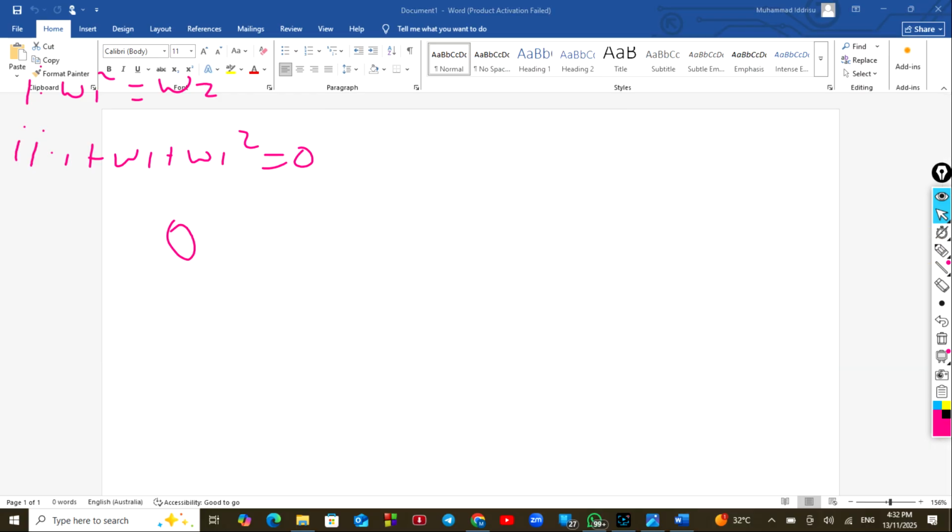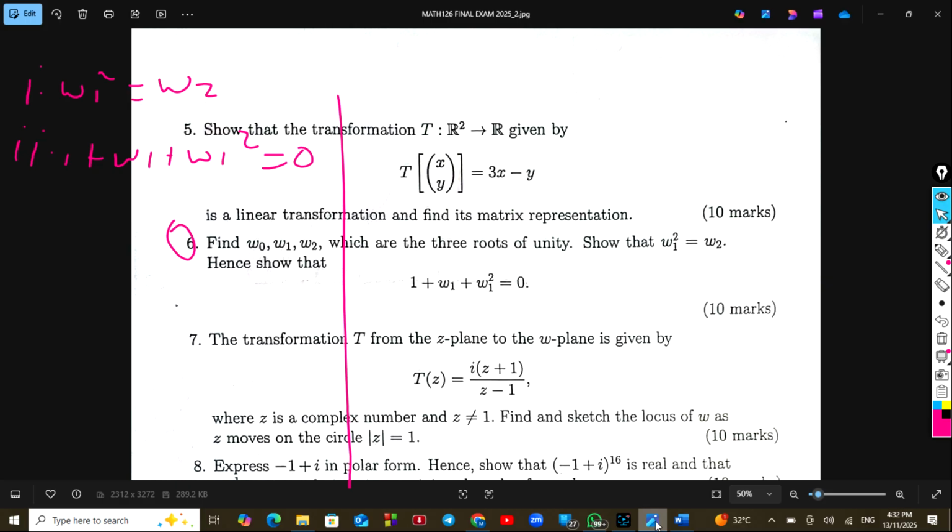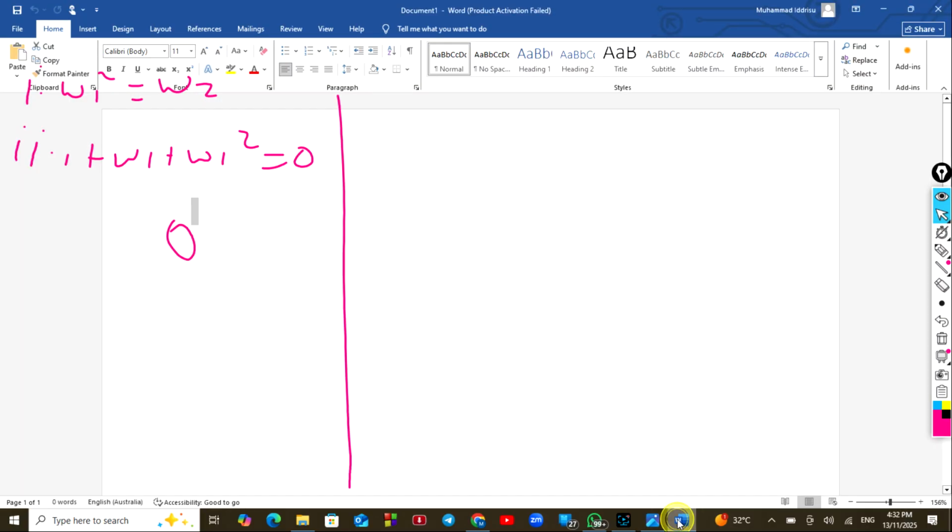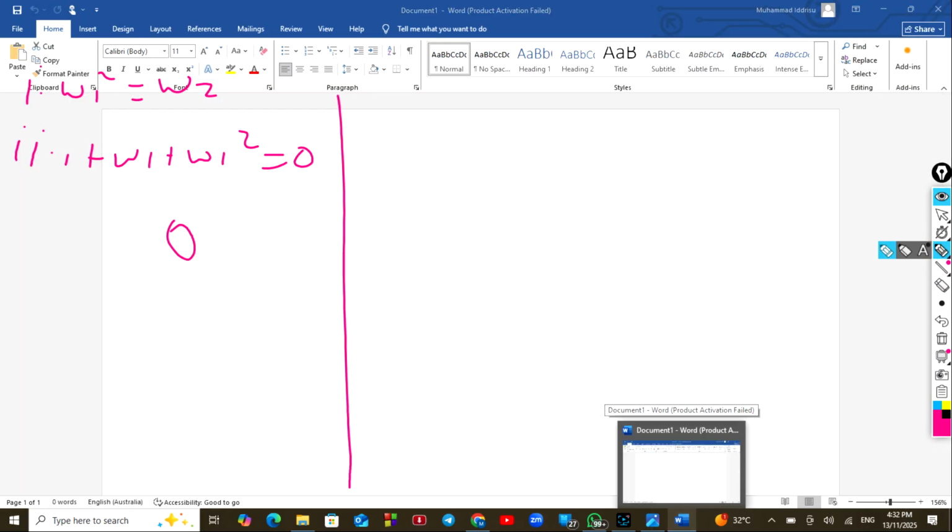Okay, so this is a problem from the roots of unity. In fact, this is the nth root of unity, and in our case n is 3. Let me check the question once again. Find W0, W1, W2, which are the 3 roots of unity. So we are dealing with the 3 roots of unity.